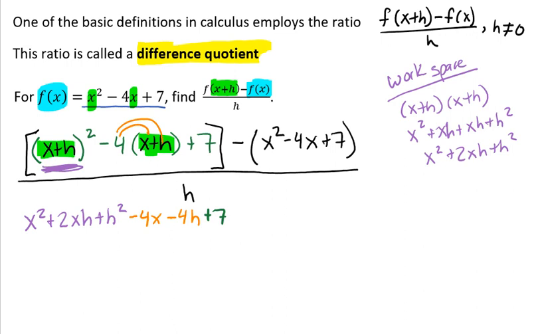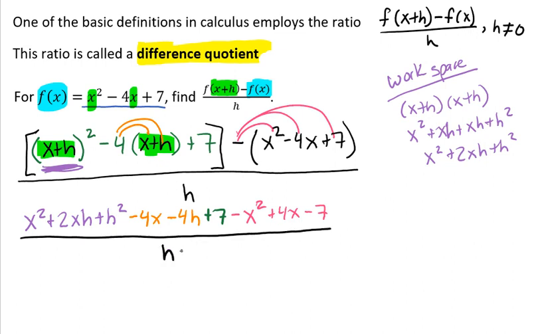Then we're going to distribute our negative sign there. So I get minus x squared plus 4x minus 7. And that's all going to be over the h. Now remember, h can't equal 0 here because it's in our denominator. So now we're going to try and combine our like terms.